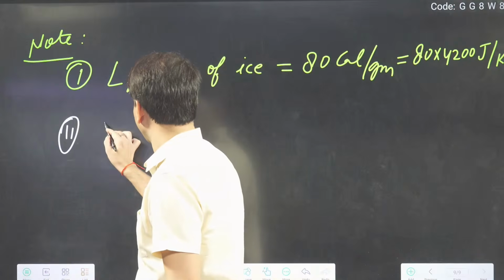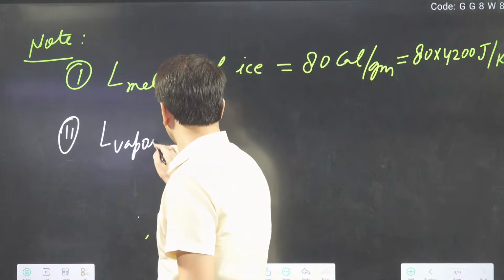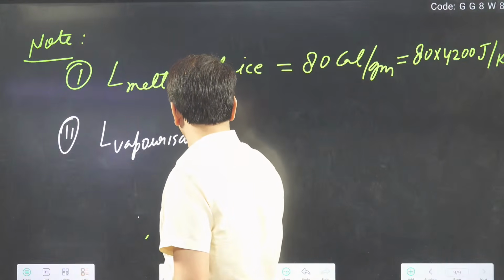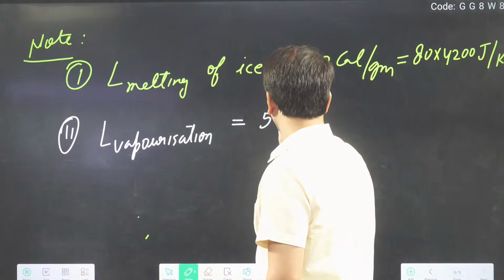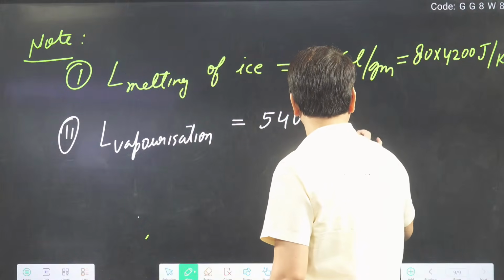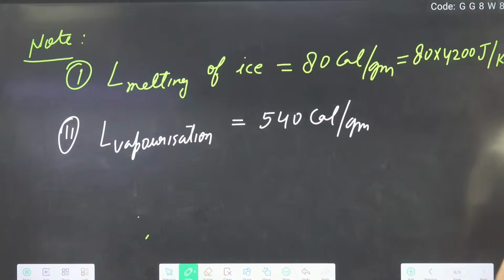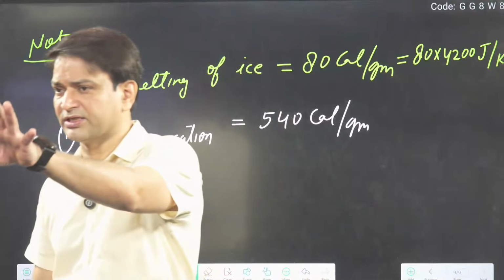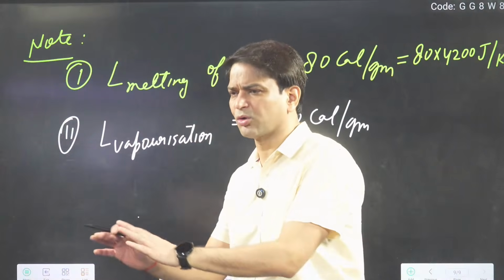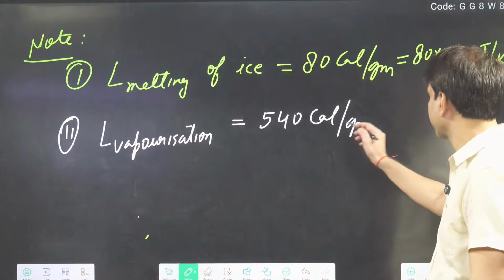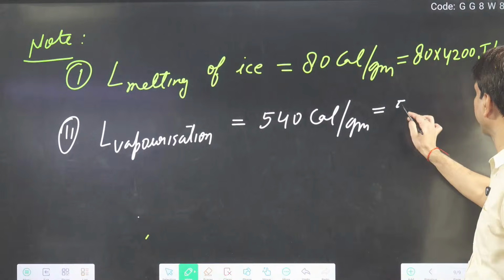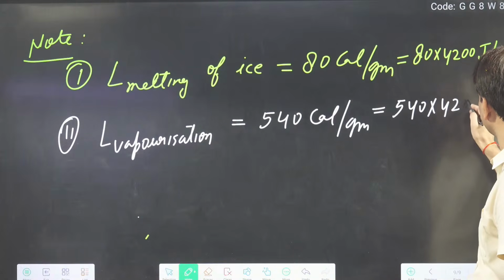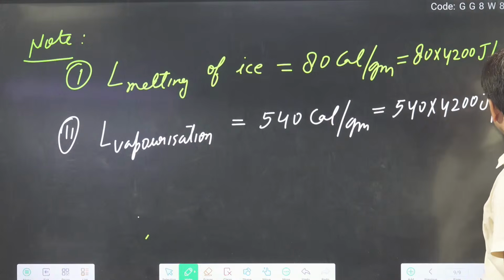And latent heat of vaporization, that is equal to what? 540 calorie per gram. Okay, this I am writing for ice and water only. Other substances will have different values, but generally we are using ice and water in all the problems. That's why we have to remember this value, but in the question they will also give it: 540 calorie per gram, and in the SI unit 540 into 4200 joule per kg.